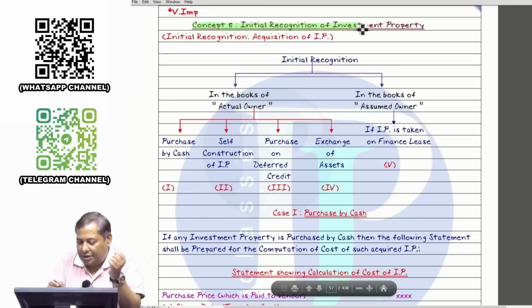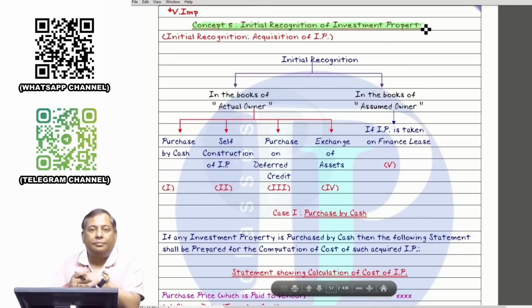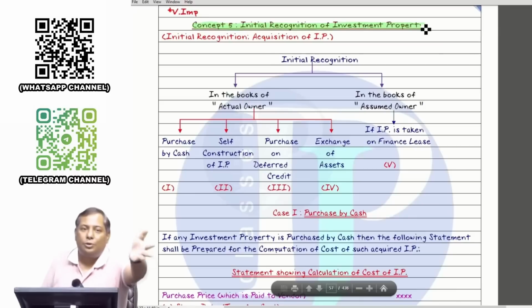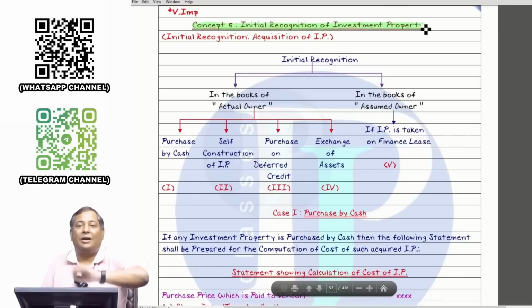This was the initial recognition of investment property. What are the 4 concepts you've learned before this? The first concept is the meaning of IP. Second concept is out of scope. Third concept is the relation of 40 with 116. Fourth concept you learned is various issues. What will happen if given to employees? What to do when undetermined use is there? When there will be mixed properties? When ancillary services will be there? If CFS is created? In various issues, I told you 5 things. I have reached concept number 5.